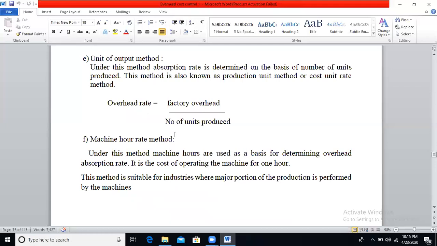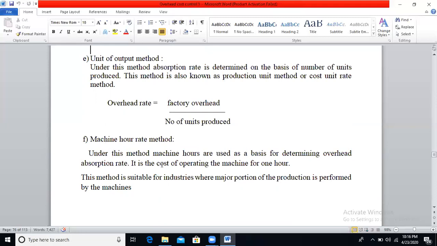And the sixth method, that is the most important method, is the machine hour rate method. For your 6 marks question, they will ask from this method only. What do you mean by machine hour rate method? Here you will calculate the cost involved for each machine operating for 1 hour. What is the cost of the machine for 1 hour?